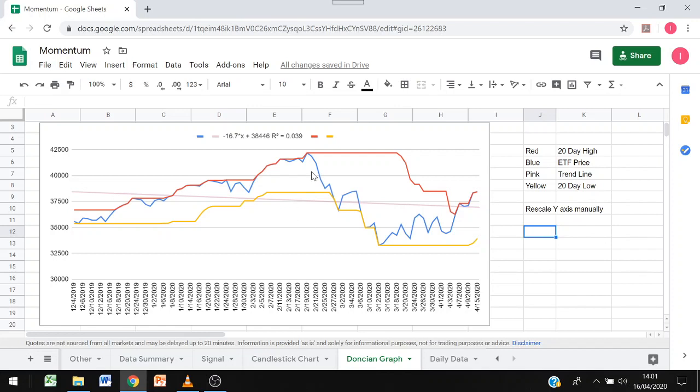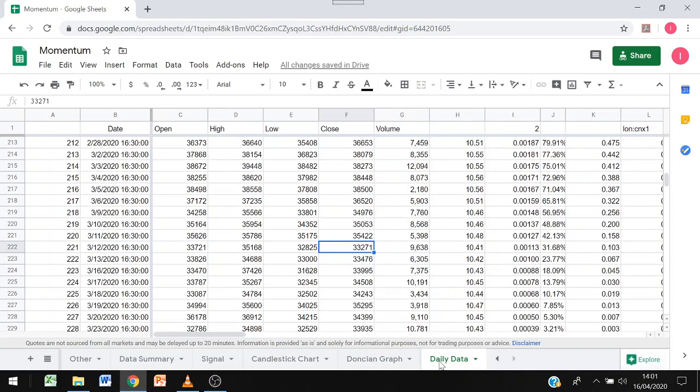So here in February, hitting the highs, really hugging the new highs. Then we have the fallout from the coronavirus, comes down, makes lower lows on the 20-day. Then we have the recovery, and it's picked up the 20-day high again. Just some daily working data at the end.